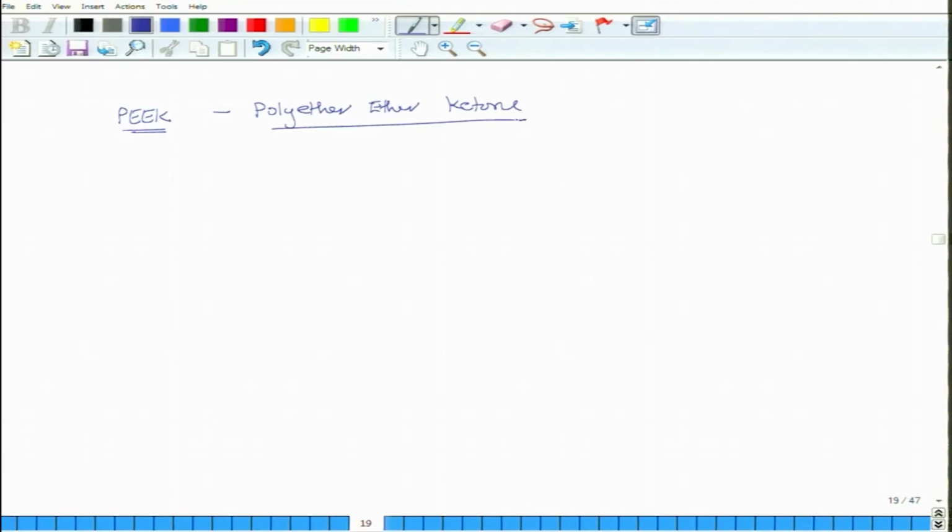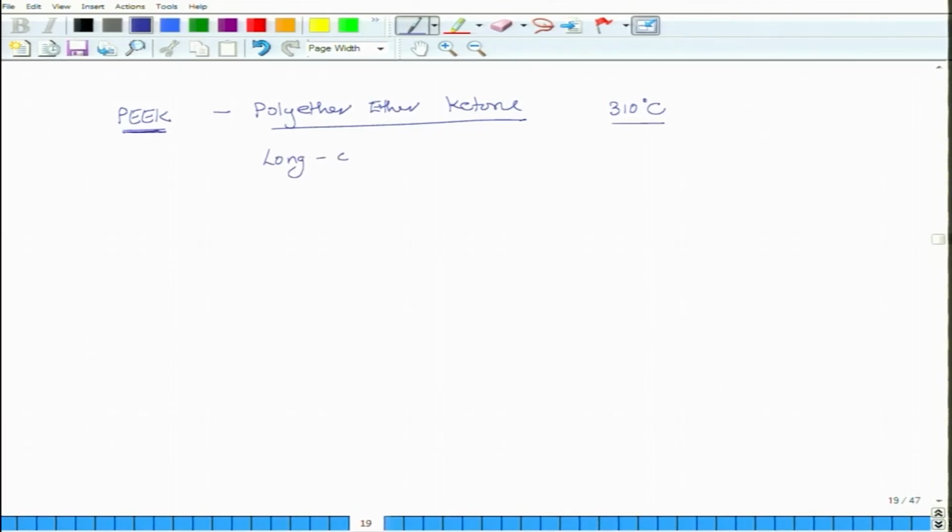This is a thermoplastic material, and the interesting thing about this material is that it can be used at pretty high temperatures, up to 310 degrees centigrade. So, a lot of our thermosets will not survive this temperature, but this can survive this 300 degrees temperature.